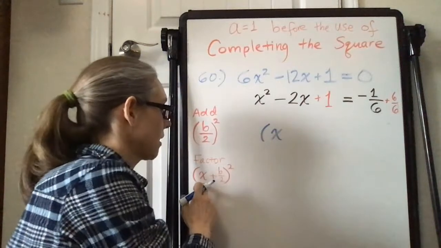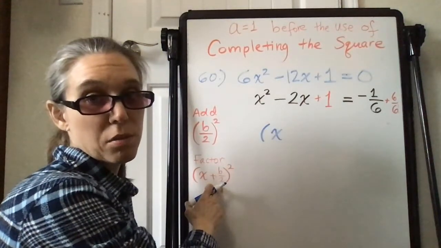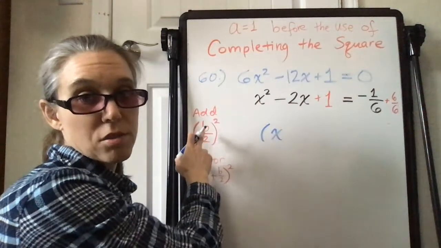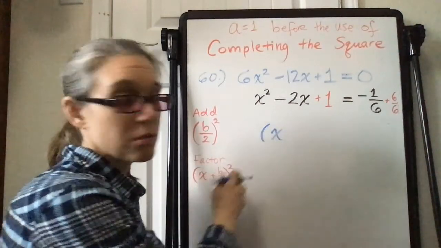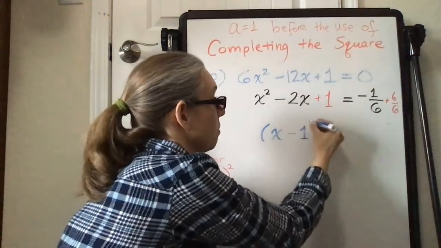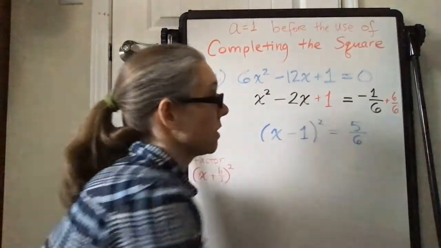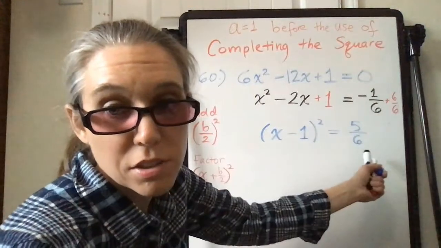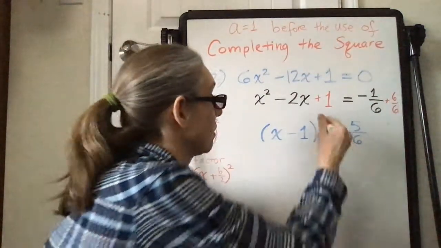Factor into x plus b over 2. Remember that b over 2 was negative 2 over 2, or negative 1. X plus negative 1 is x minus 1. And on the right-hand side, negative 1 over 6 plus 6 over 6 is 5 over 6. So now I need to take the square root of both sides.